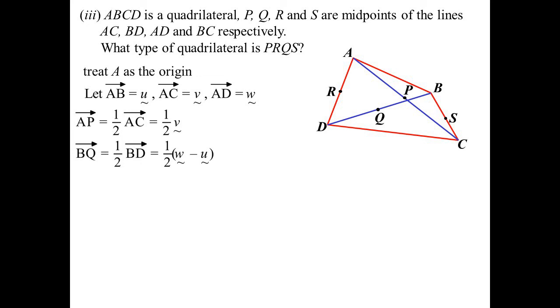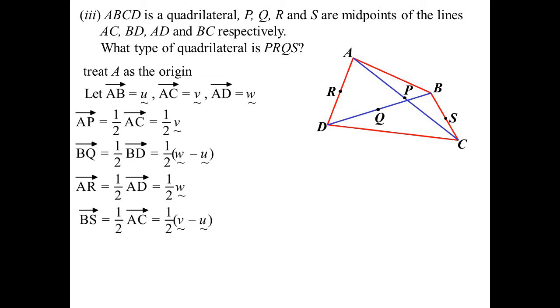BQ, well, BQ would be half of BD. I haven't got BD, but BD would be head minus tail, but because I'm calling it BD, that means it's W minus U. AR, done that one as well. Well, that's half of the vector AD, so half of W. BS, done that one as well. Half of AC, so half of V minus U, head minus tail. Look, I might not end up using all of these. I'm just listing all the different ones, seeing what will happen. So it's the quadrilateral RPQS.